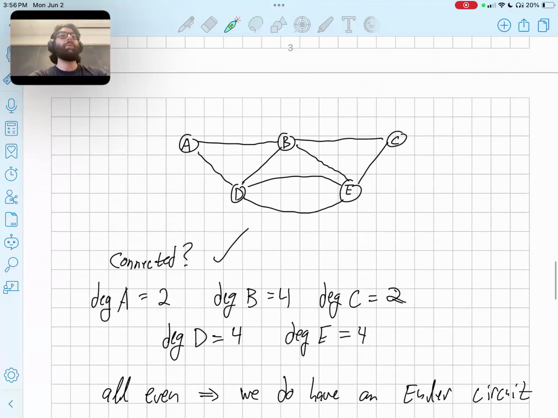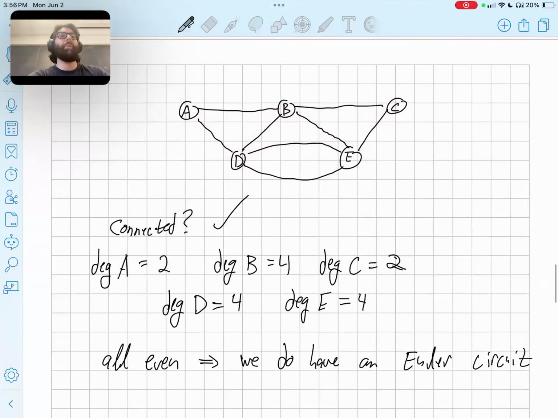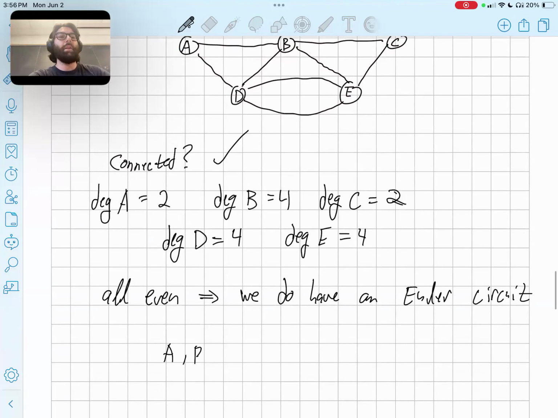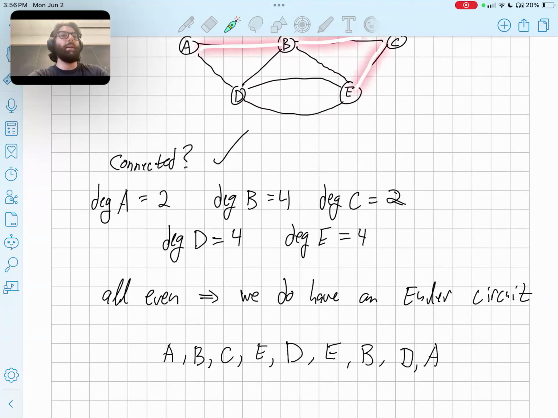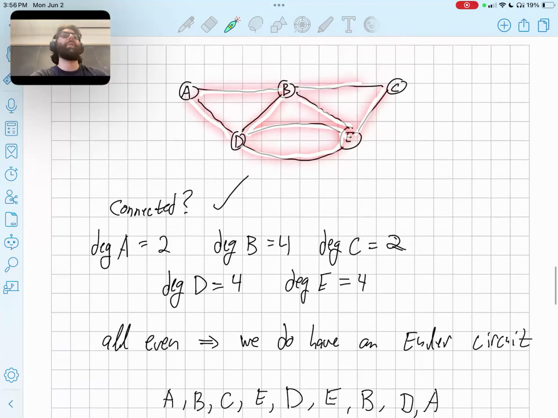Okay, and just for fun, one such Euler circuit is this. That's A, B, C, E, D, E, B, D, A. So A, B, C, E to D, back to E, to B, to D, to A. So we hit everything exactly once.